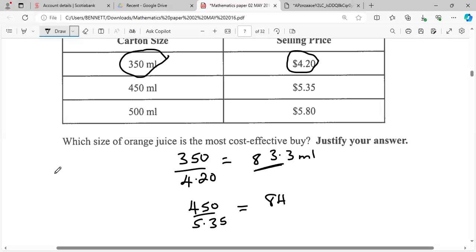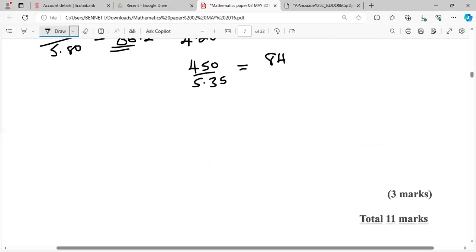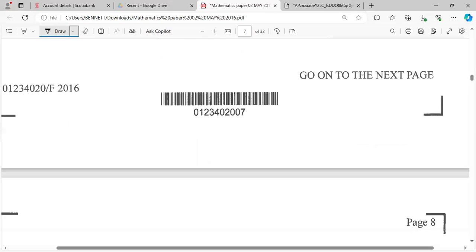Let's check out the one with 500 divided by 5.80. So 500 divided by $5.80, and you get 86. So this one is more cost effective to the consumer because for each dollar you spend, you're gonna get 86.2 milliliters. So that explains the justification. And you'd have gotten 11 marks for that.